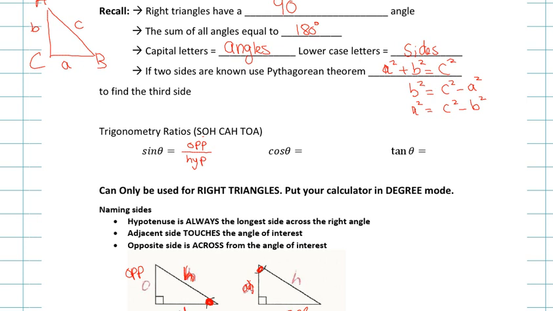And this is where SOH comes from. Sine, opposite, hypotenuse. Can you guess what CAH represents? So if you can't remember the acronym SOHCAHTOA, you should be able to remember the formulas. Tan, what do you think it is?